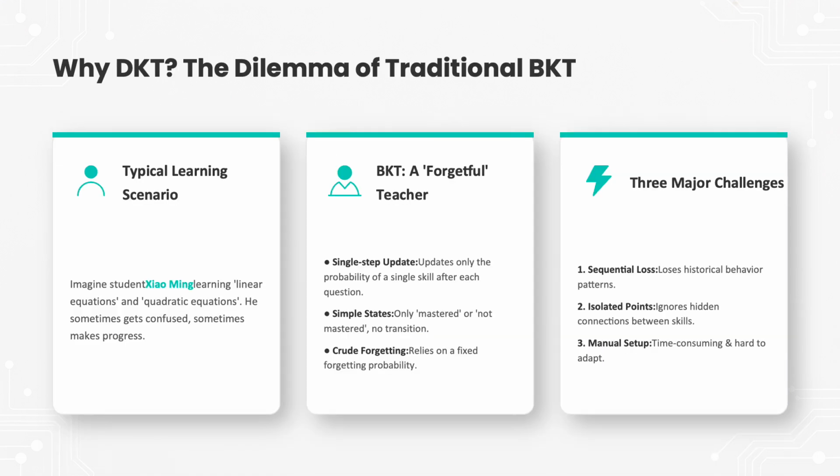Imagine our student Xiao Ming learning linear and quadratic equations. Traditional models like BKT act like a teacher with a very short memory. They only update the probability of knowing a single skill after each question. This approach loses a lot of valuable information. It can't remember that Xiao Ming struggled with a concept last week, or that mastering one skill helps with another. Plus, it relies on manually set parameters, which is both time-consuming and often inaccurate.